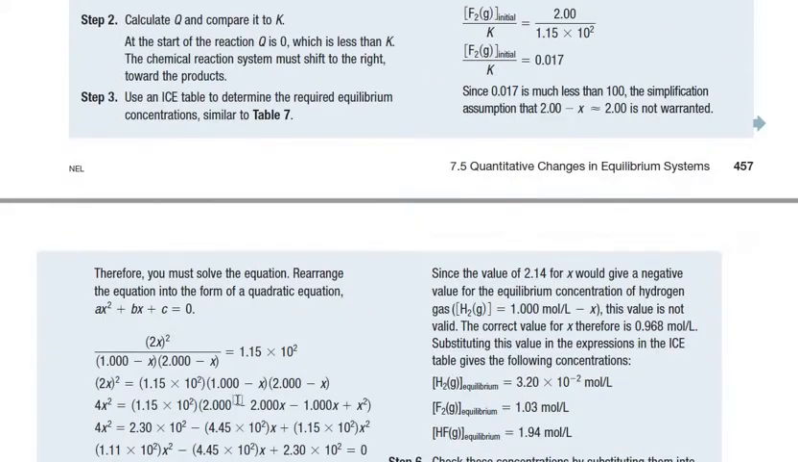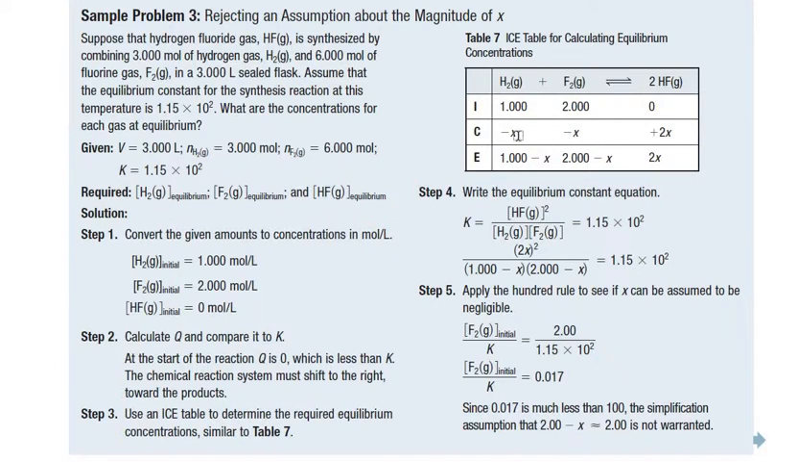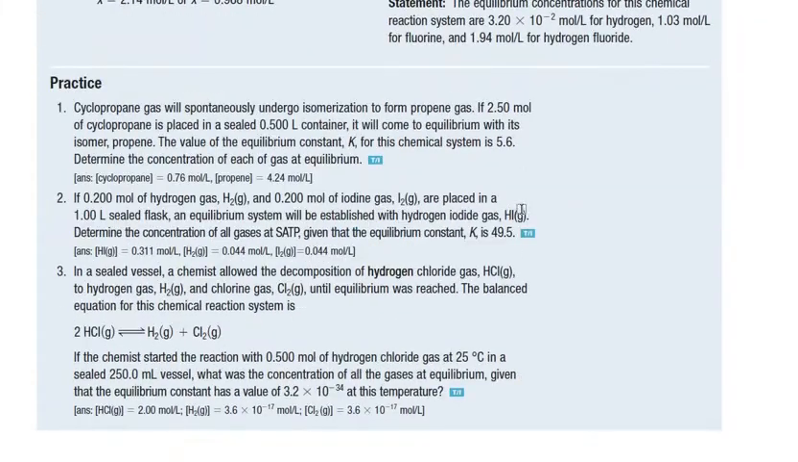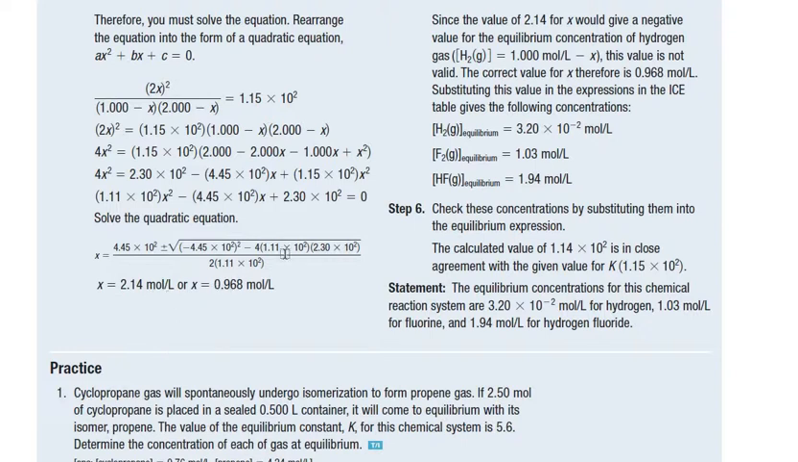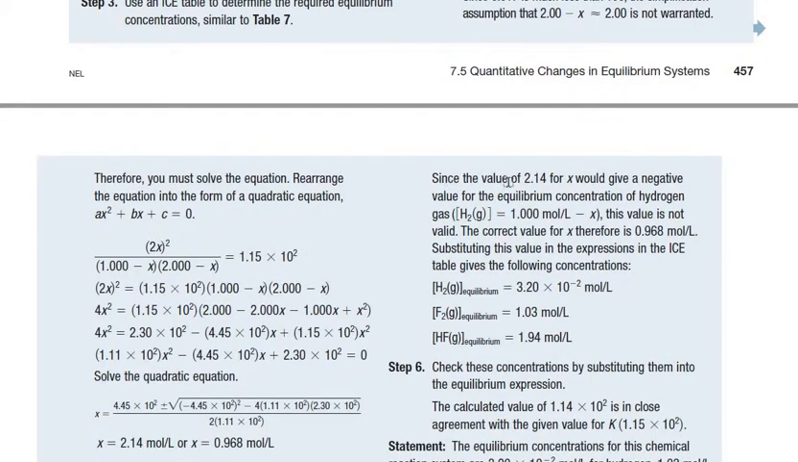If we substitute the value 2.14 here, that doesn't look correct because that's going to result in a negative number for the equilibrium concentration, so we cannot accept this one. So what we can accept is the second number, which is 0.968. Since the value of 2.14 for x would give a negative value for the equilibrium concentration of hydrogen gas, this value is not valid, so the correct value for x is 0.968 mole per liter.